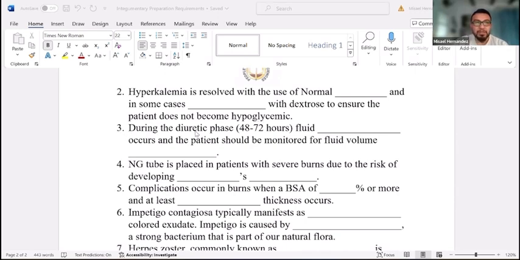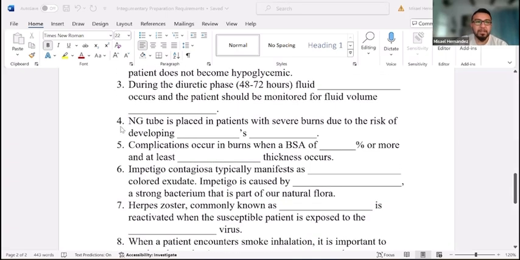Number three, during the diuretic phase, 48 to 72 hours, fluid blank occurs, and the patient should be monitored for fluid volume blank. Number four, NG tube is placed in patients with severe burns due to the risk of developing blanks, blank. Number five, complications occur in burns when a BSA of blank percent or more and at least blank thickness occurs. We're talking about the percentage of the body surface area and how deep the burn goes. That's when the serious complications may occur.